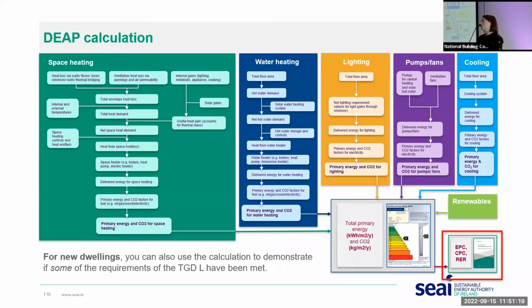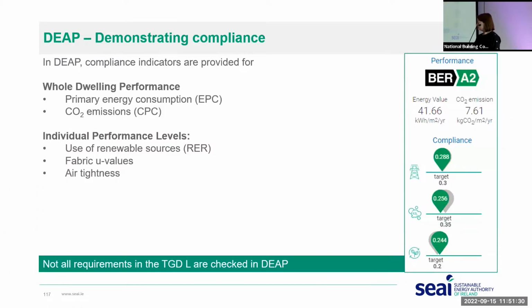For new dwellings, then you can go on and do another calculation, which is the calculation to demonstrate compliance that the requirements of the technical guidance document have been met. So to demonstrate compliance, there are compliance indicators provided for whole dwelling performance, so primary energy consumption or the energy performance coefficient, CO2 emissions or the carbon performance coefficient, and then it checks individual performance levels for renewables, for fabric U values, and for air tightness.